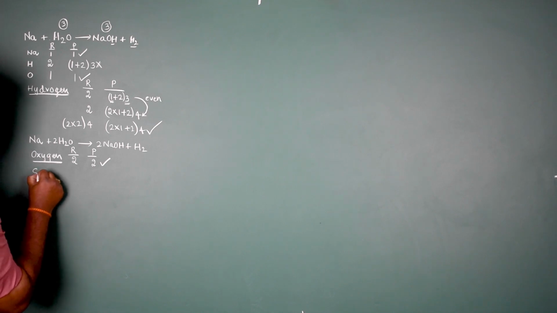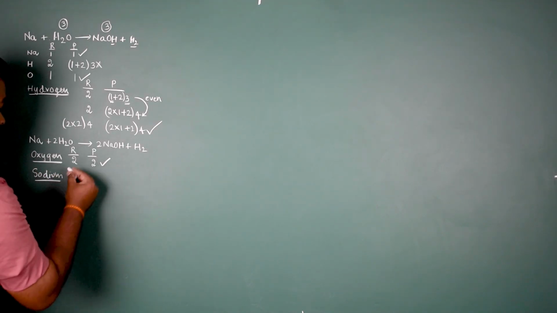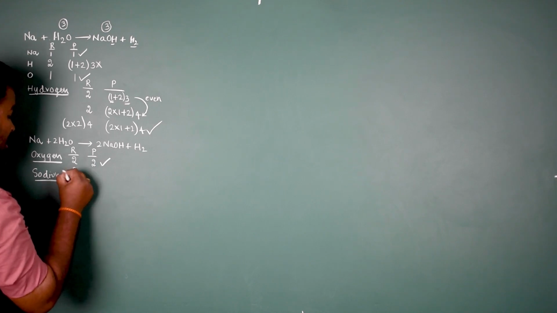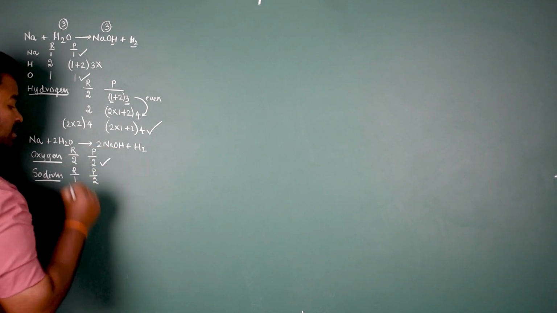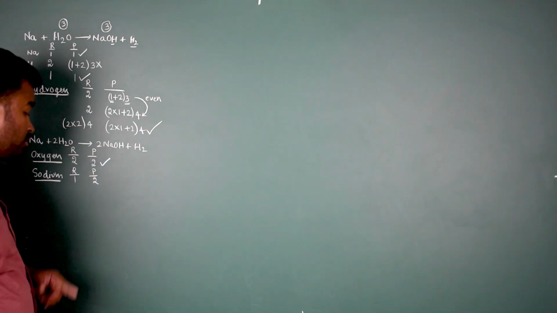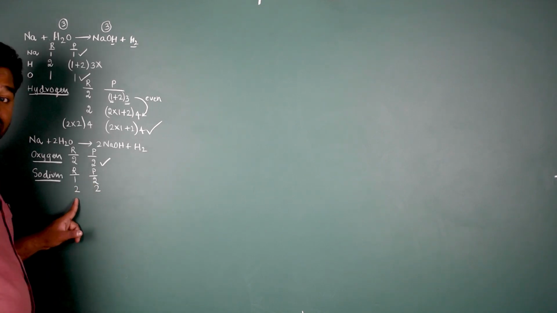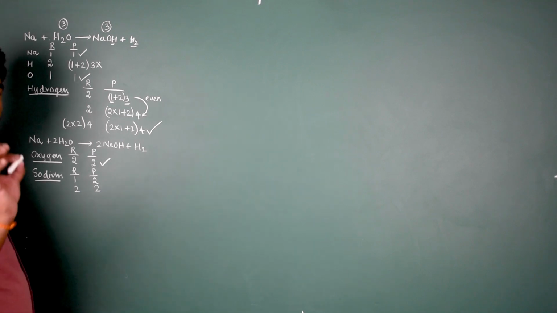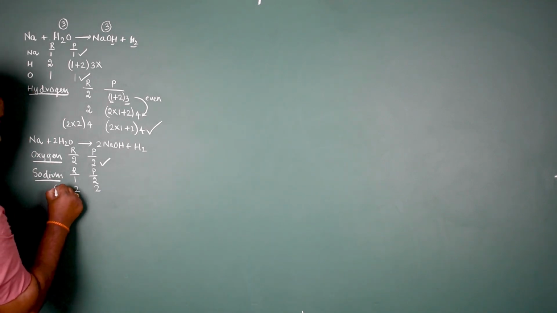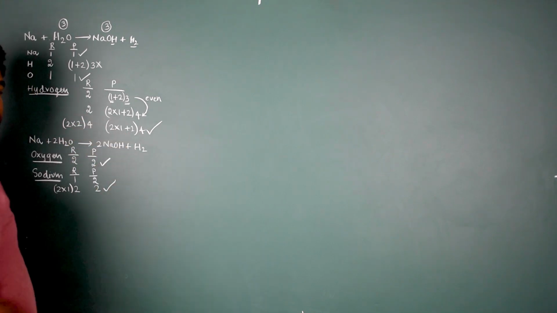Let's try to balance sodium. Now in balancing sodium, on the reactant side I have only 1, whereas on the product side I have 2 sodiums. 2 into subscript 1 is 2. Now I have to make the reactant side also as 2. Now to make the reactant 2, what should I change? I have to add the stoichiometric coefficient as 2. That means this becomes 2 into 1. This is how sodium is also balanced.